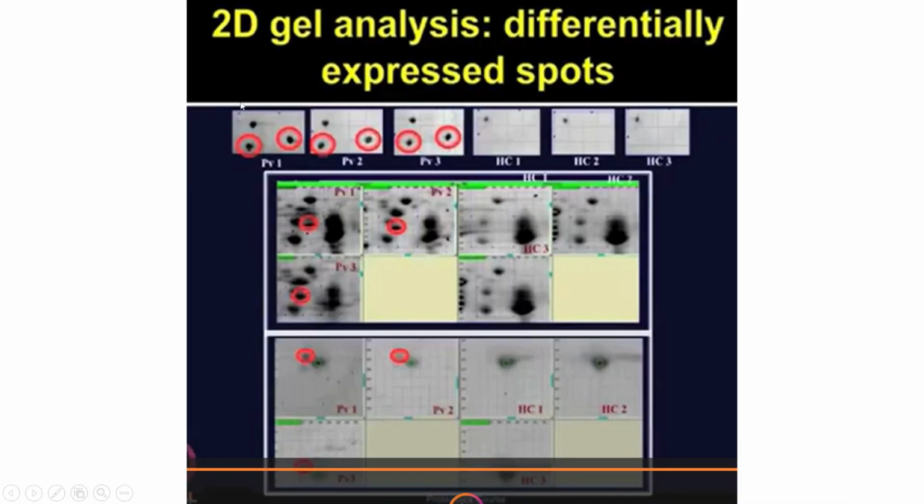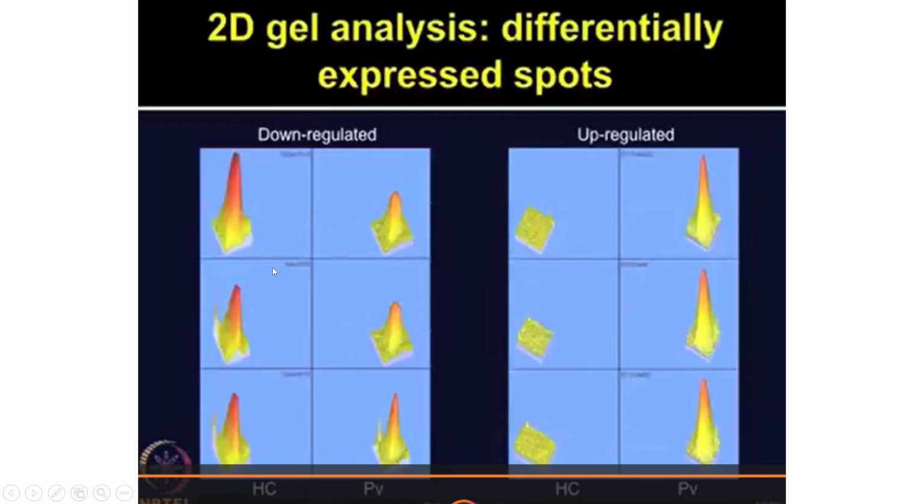When they tried to study that, differential spot expression was identified in these initial 3 samples compared to the healthy control, whereas those specific proteins were not present in the healthy control, but in Plasmodium vivax individuals those specific proteins were present. Now, these specific proteins can be cut from the gel, digested, and subjected to mass spectrometry to detect what protein this is. All those can be done later.